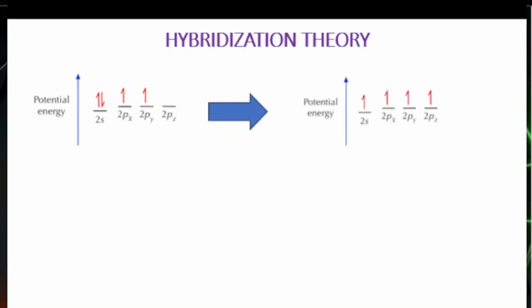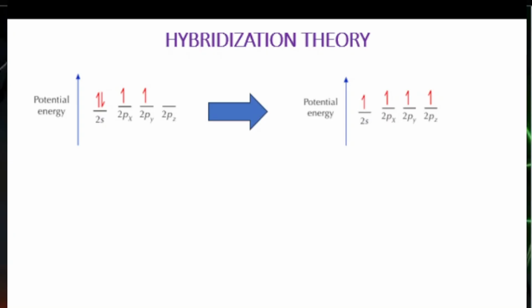Now, the four electrons appear to be ready for bonding, but there is a problem. The 2p orbitals are known to be at right angles to each other. If bonding occurs in this state, the three equivalent p electrons would form three equivalent bonds oriented at 90 degrees to each other, and the s electron would form a bond of a different type and orientation from the other three. No such compounds exist.